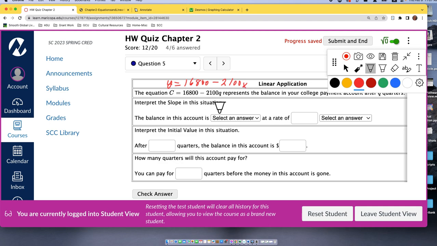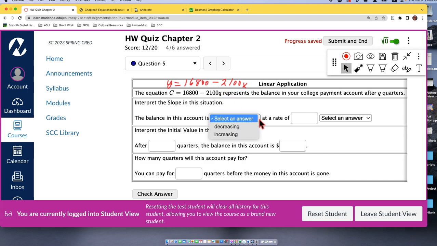So there's a slope. What's the slope of this equation? 2,100. What kind of 2,100? Negative. So always, yeah, that's good. So it's negative, so that means what's happening to this account? Decreasing. It's decreasing. And sometimes you just click on those, then you know what they're asking. So yes, this is a decreasing of that, because then now you know to look at the negative. And what's the rate of the decrease?